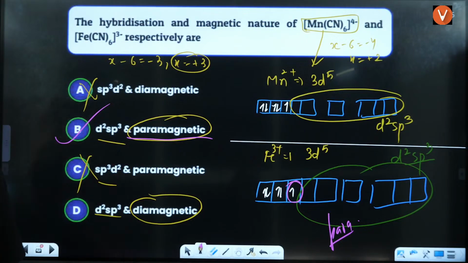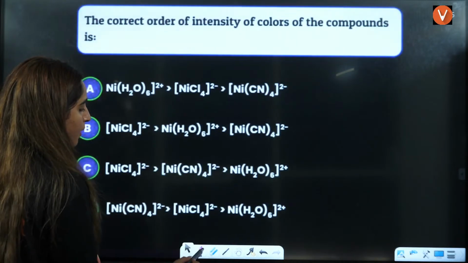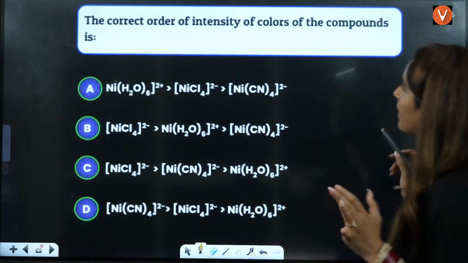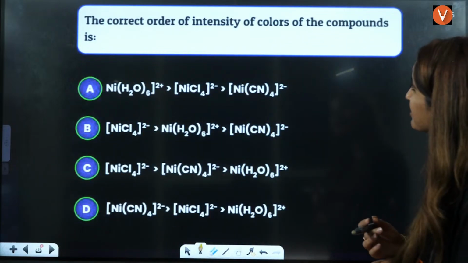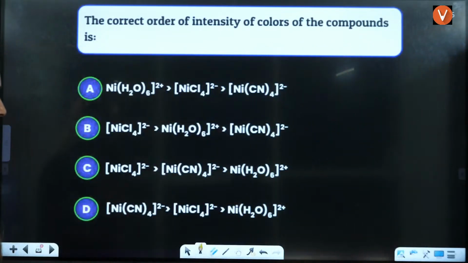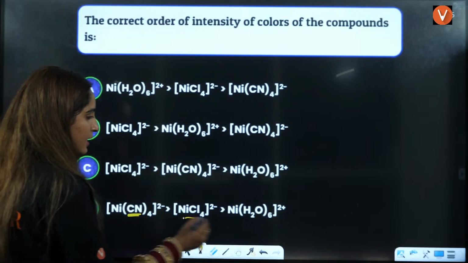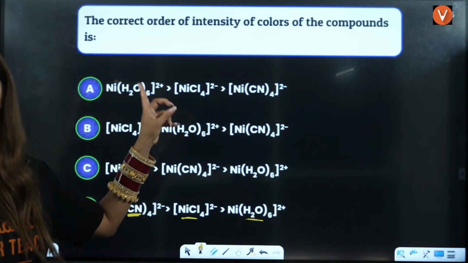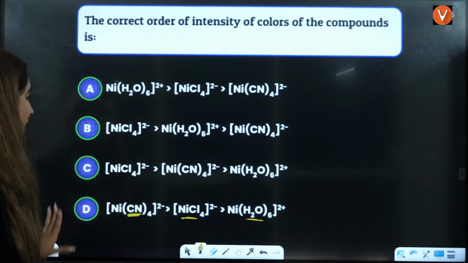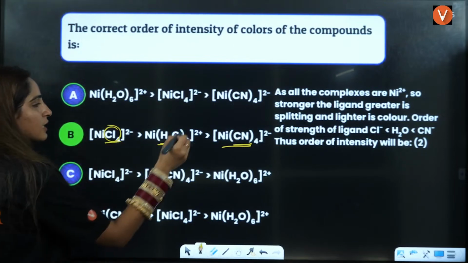Okay? Okay, understood? Okay, next one. Next is the correct order of intensities of the compound. They are asking you the intensities of the color of the compound. So if you see this, all of them are nickel, nickel, nickel, and the competition is with the ligands CN, Cl and H2O. So you have to look at the spectrochemical series here. We know that CN is the strongest, right? Then you have water, then you have Cl, right?